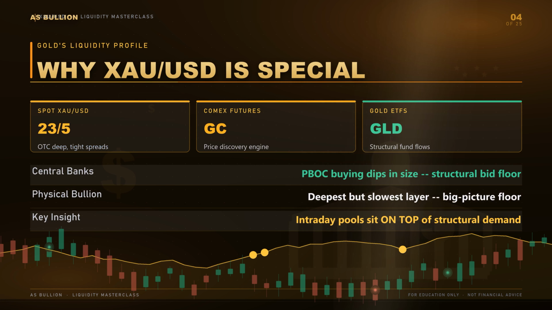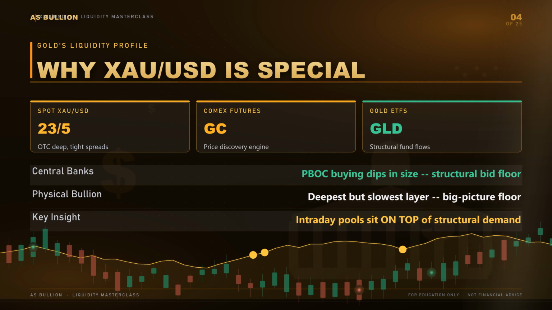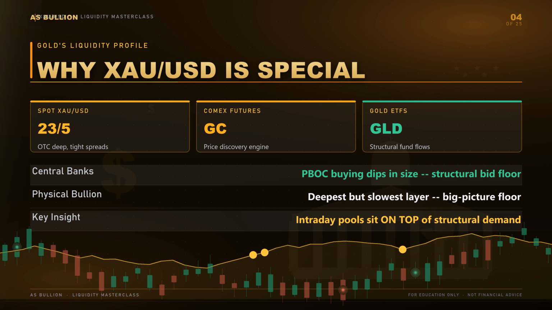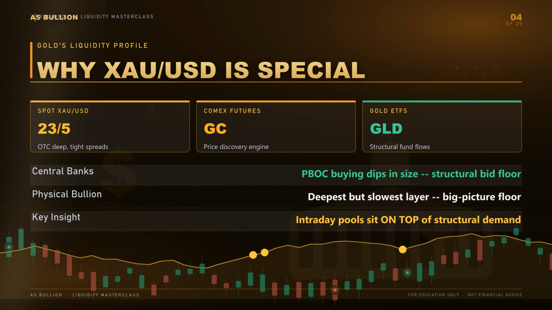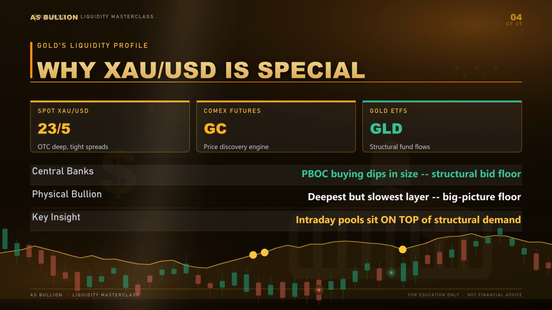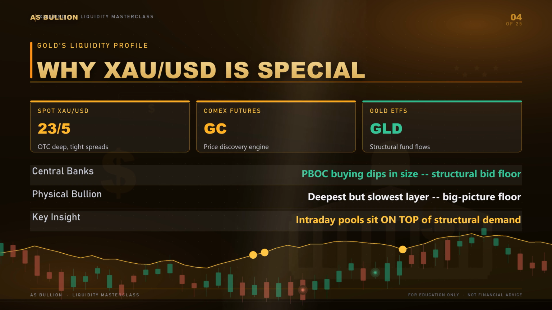Why liquidity matters and why gold is special. Gold is one of the most liquid instruments on Earth, but that liquidity is fragmented across venues and concentrated in time. Spot XAU/USD is the over-the-counter market quoted by banks and brokers. It is deep, trades 23 hours a day, 5 days a week, with tight spreads during active hours.